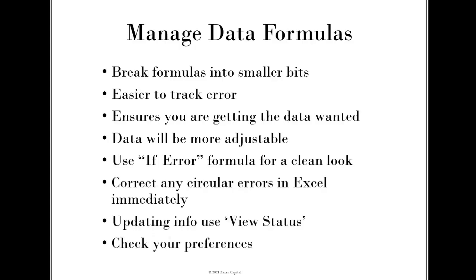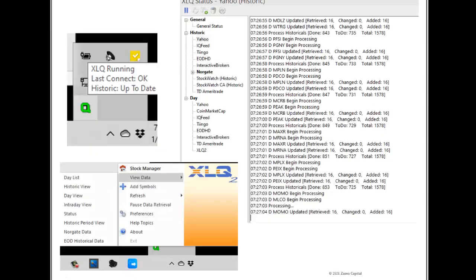There's a couple of tools in the XLQ program that you should know about. One is how to view the status and how to check your preferences. One way is to do the hover. You come down to the bottom of the task menu, click on this icon, and then hover over the queue, and it will tell you if the historic data is up to date and how your connection is. You go to the same area, but this time you right-click on the queue, and this pops up, a little menu that offers different ways to view data, refresh data, pause data, adjust your preferences.